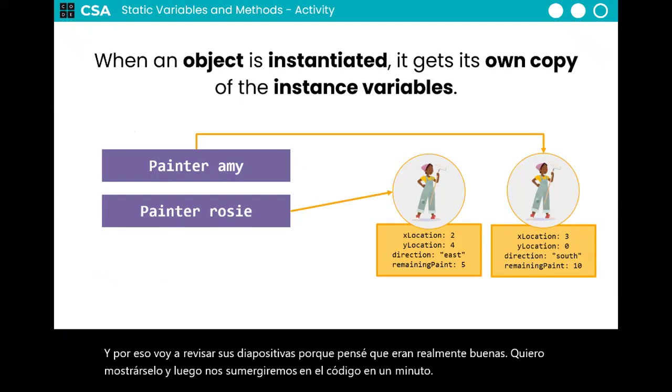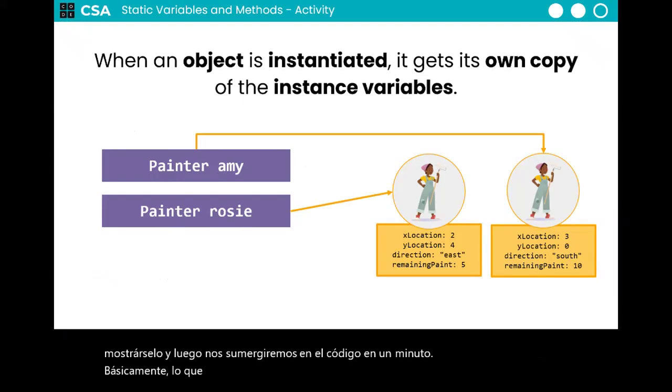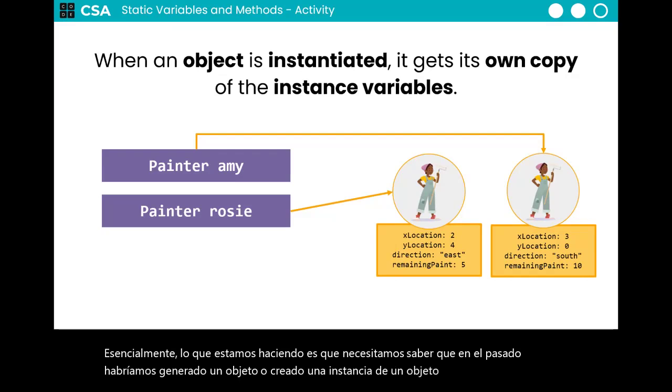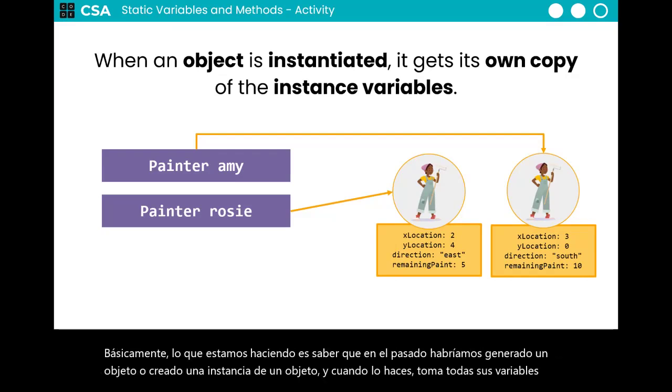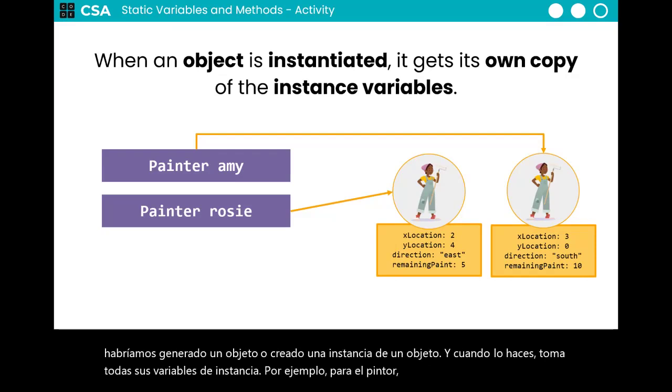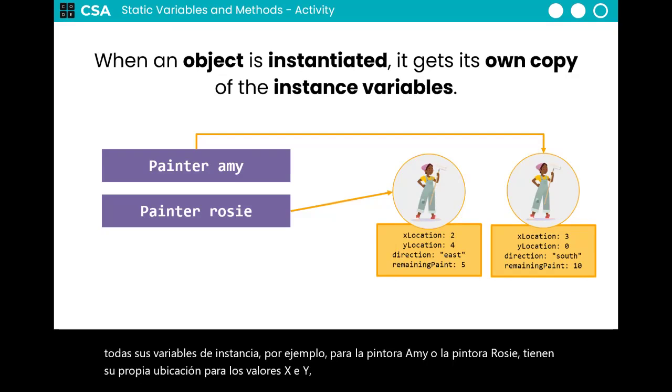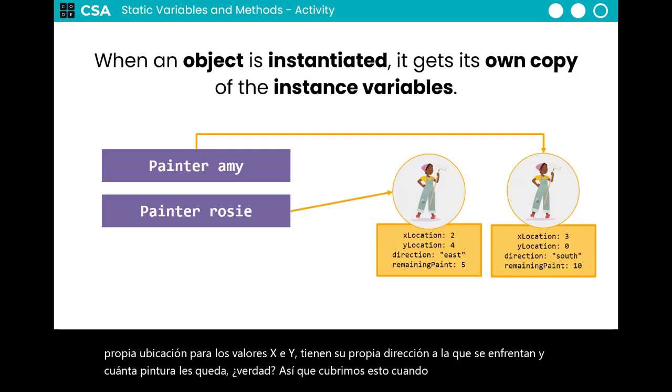Essentially, we need to know that in the past, we would have spawned or instantiated an object. And when you do that, it takes on all of its instance variables. For example, painter Amy or painter Rosie have their own location for X and Y values, their own direction they're facing, and how much paint they have remaining, right? We covered this when we were using constructors to instantiate our objects.